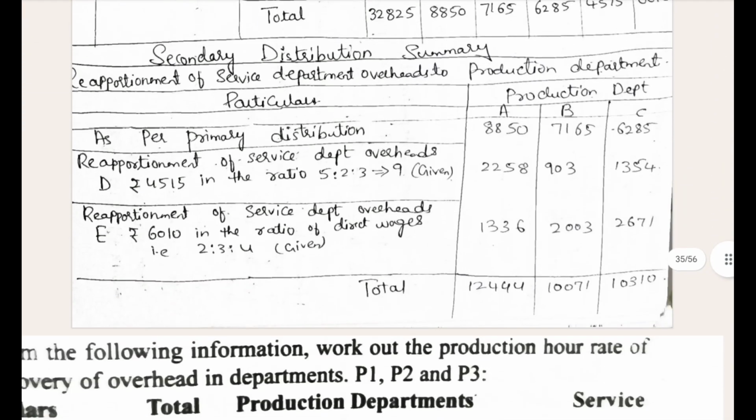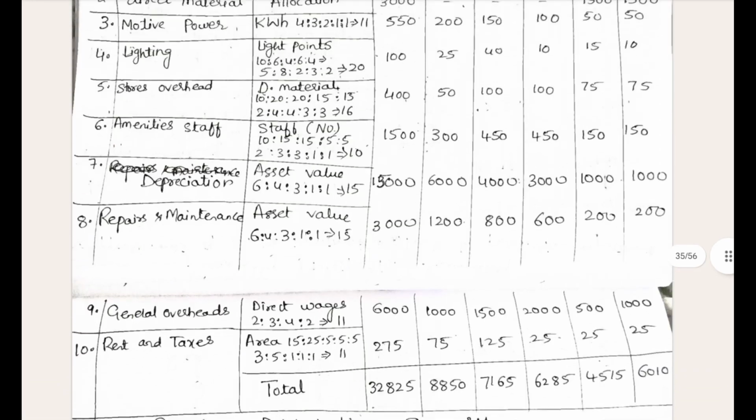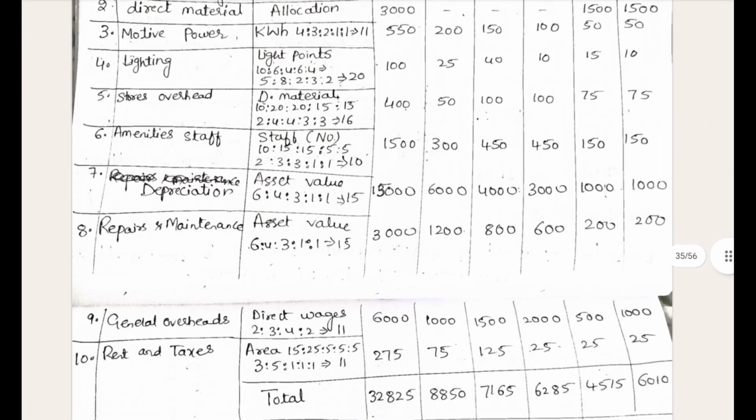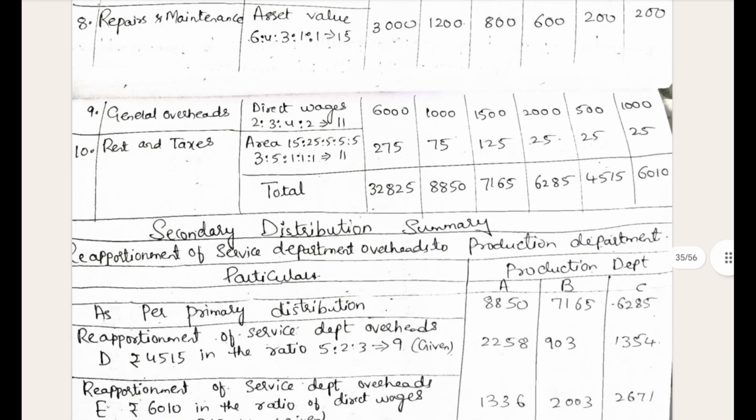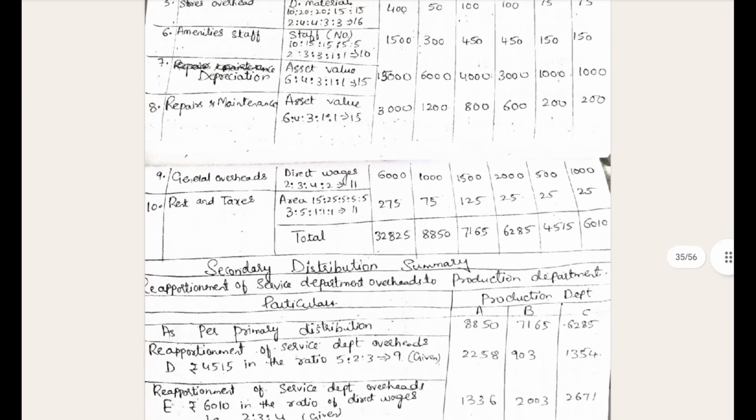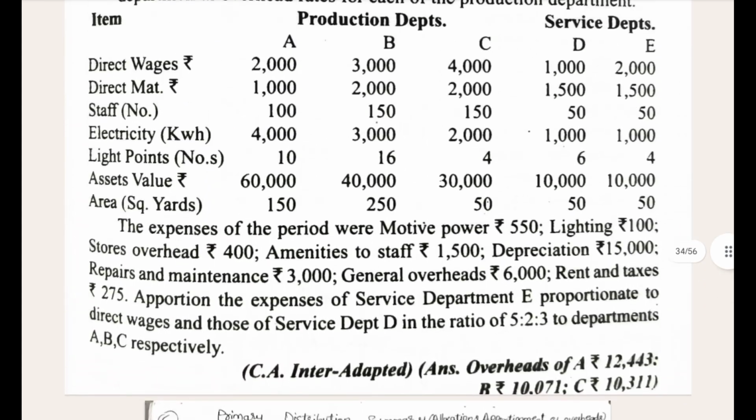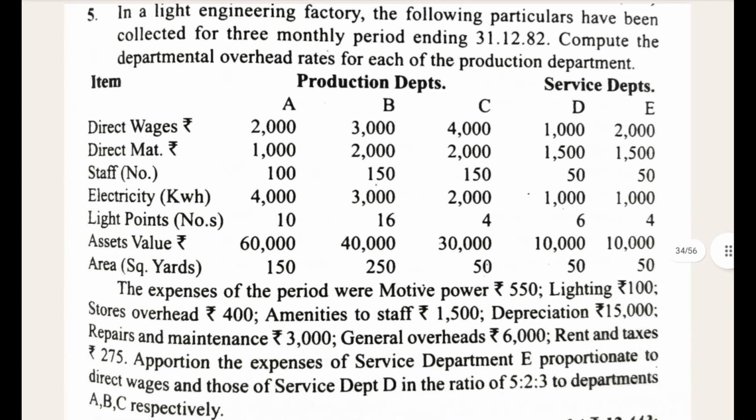10,10071 we got correct. 10310, 10311. So maybe some point difference we are getting. So if you get slightly 1 rupee difference, no problem, we can adjust that in the points. So this is the fifth problem. Once again I will repeat it.